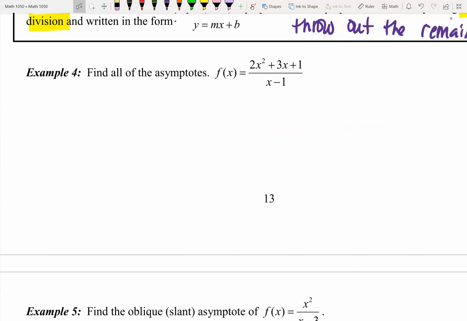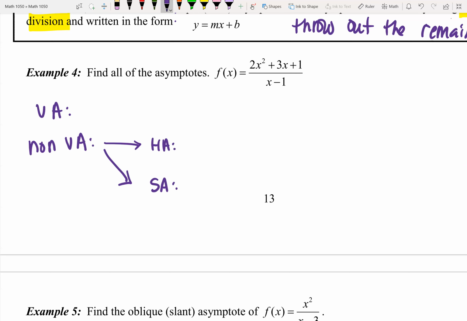Okay, find all the asymptotes. Well, that's going to be a vertical asymptote and a non-vertical asymptote. Now, I just want to make something clear to you. Go like this, just for this example. A non-vertical asymptote is either a horizontal or a slant. You could never have two. Think how silly that would be.